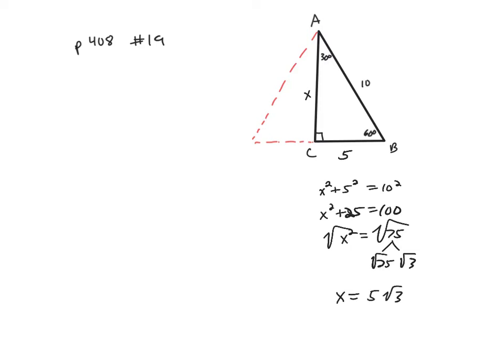You will find that every single time in a 30-60 triangle, the longer leg is going to be the shorter leg times radical 3. So I can erase this, and I'm going to write in 5 radical 3. That will always be the case. The shorter leg is half of the hypotenuse, so the 5 is half of the 10, and the longer leg is always going to be radical 3 times the shorter leg.